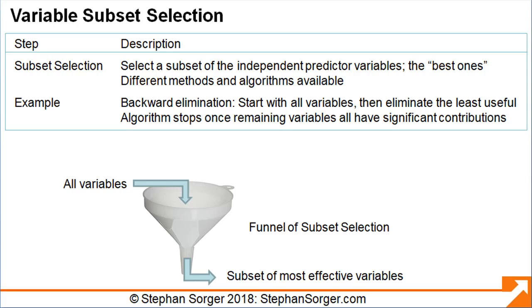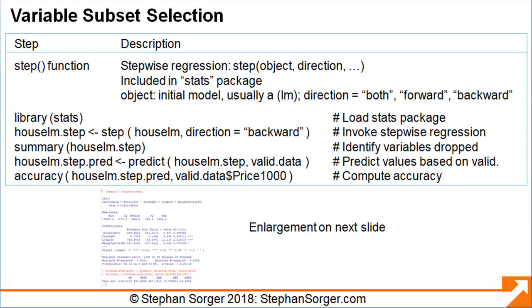The variable subset selection process identifies the most significant variables, similar to us pouring in all the variables in a model into a funnel and filtering out all but the most effective ones. The specific algorithm we demonstrate here is called backward elimination. We invoke the step function for stepwise regression, stating the initial model as the object, which is usually the fitted model created by the training data set, as well as the direction, which we define as backward in the case of backward elimination.